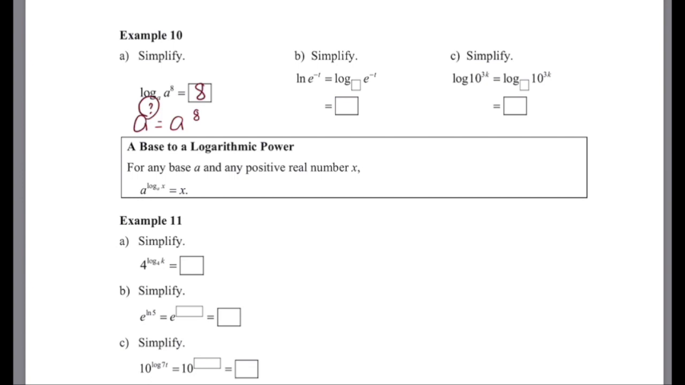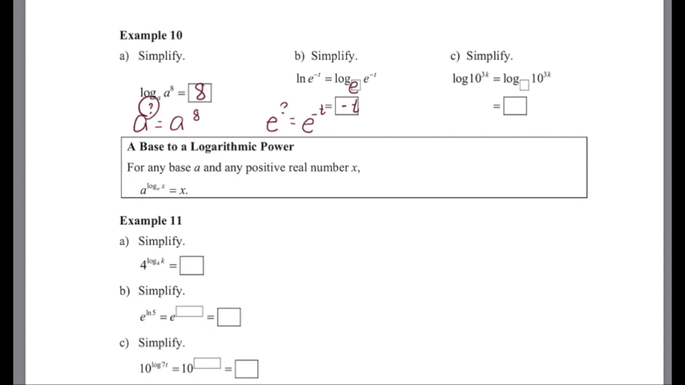Similarly, here I have the natural log of e to the -t. We know that the natural log of e is the same as log base e of e to the -t. So I'm looking for e to what power would give me e to the -t. Well, of course, I'd have to have -t then.